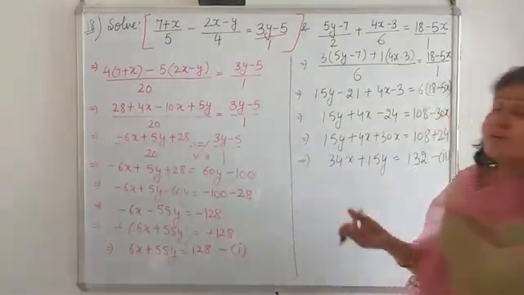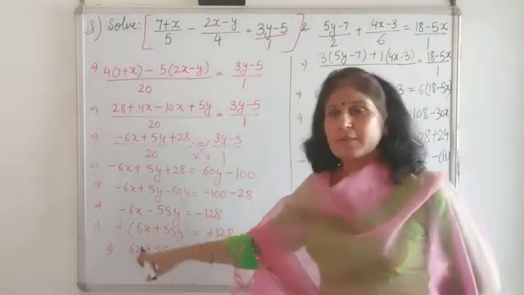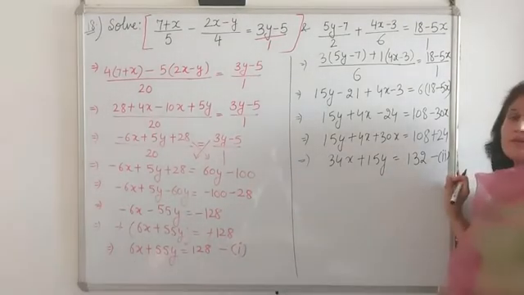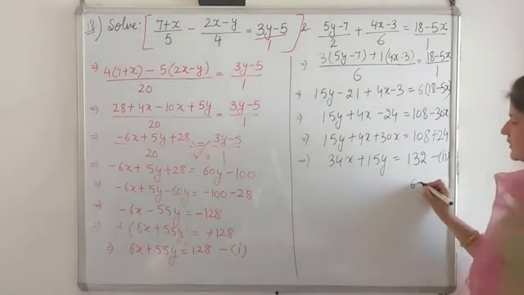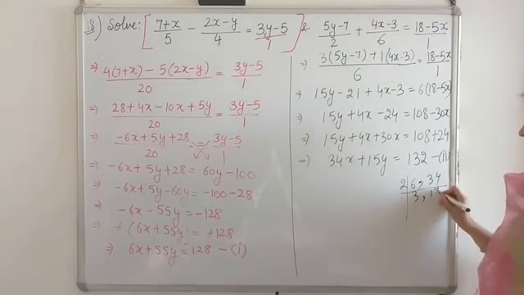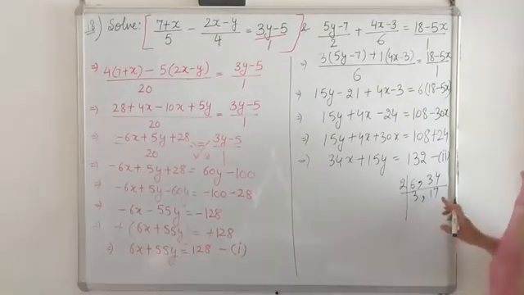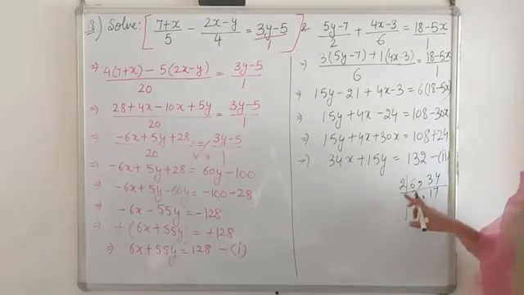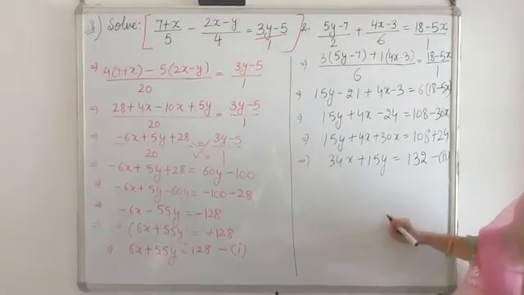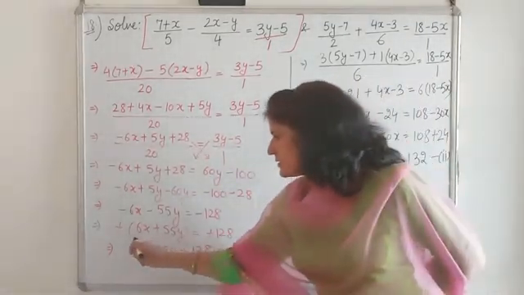Now you can see we don't have any number to take common here also. What we will do? You can compare x or you can compare y. 34 and 6 if you compare, what will be the LCM of 34 and 6? Then 3 and 17, they are not having common factor, they both are prime even. So 17 3s are 51, 2s are 102. LCM is 102.